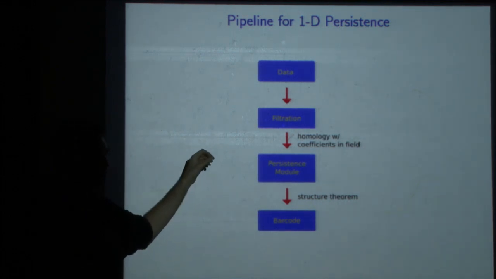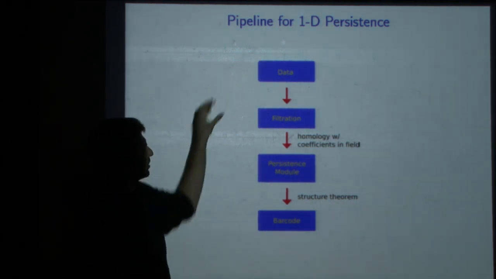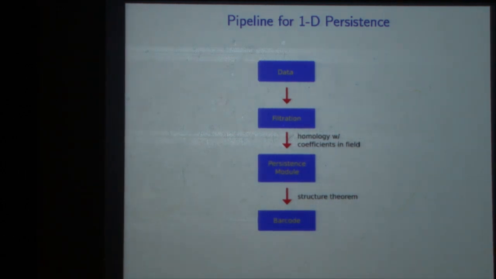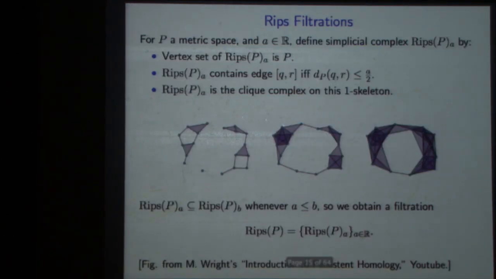I'm going to talk about probably the most standard way that we see in applications in the case that our data is a finite metric space. This is the Rips filtration construction. So for P a metric space and a a real number, I'm going to define a simplicial complex Rips(P, a) as follows. First, I'm going to take the vertex set of the simplicial complex just to be the underlying set of my metric space, P.